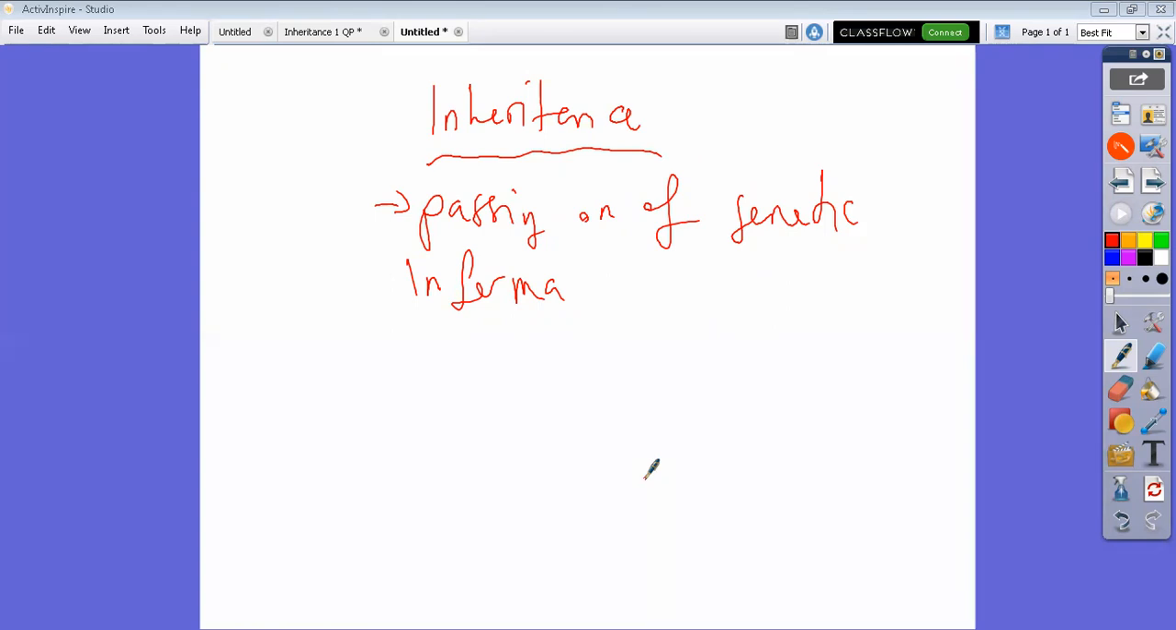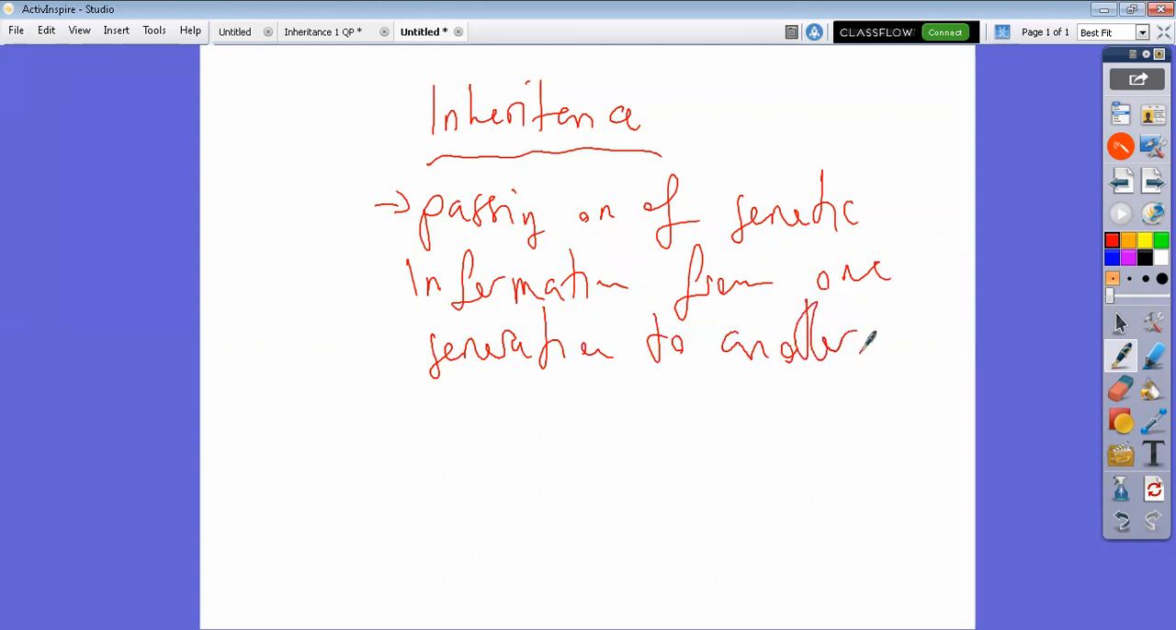Okay, so what did I say? The passing on of genetic information, genes, from one generation to another. That's what we're talking about here. But my question now is, how does that happen?